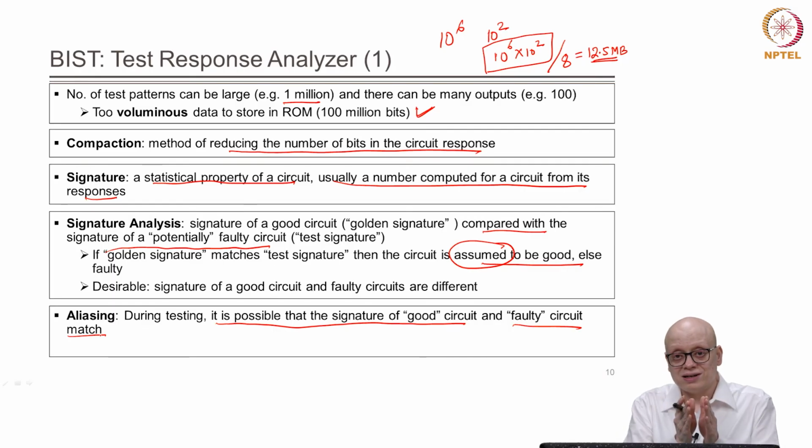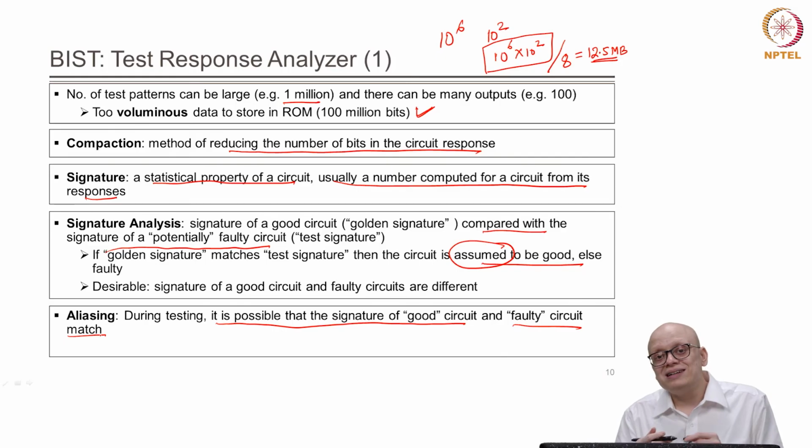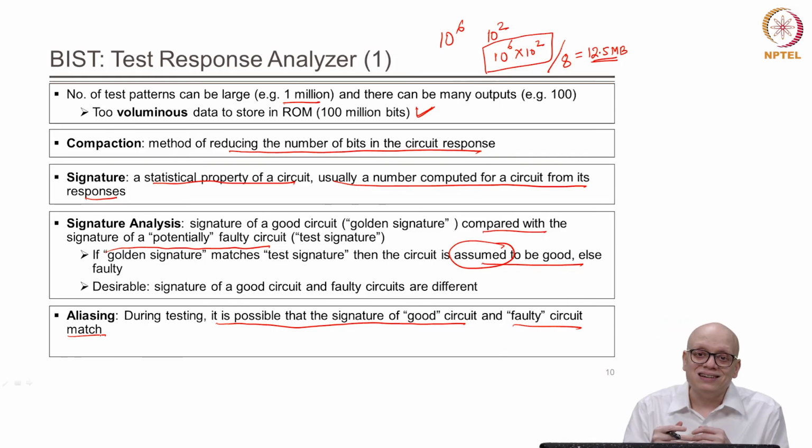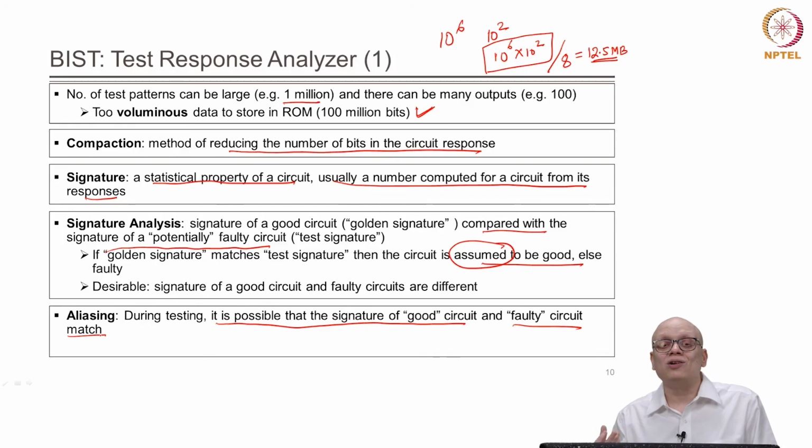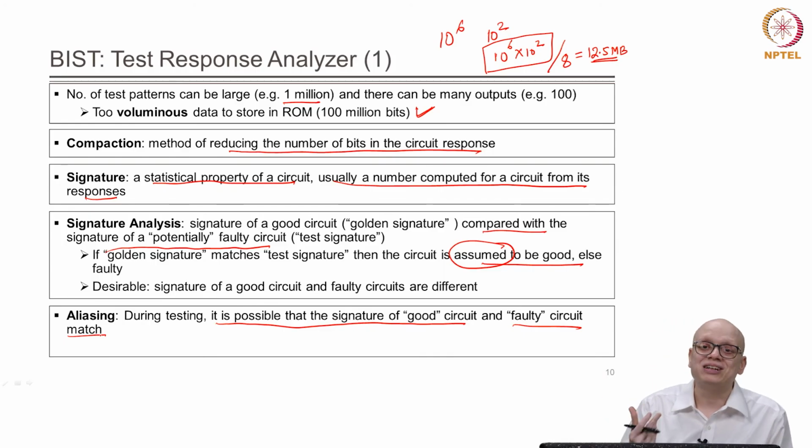If there is a good circuit, and the number of ones is matching in the good circuit and the number of ones is matching in a faulty circuit, then we say that aliasing is occurring, and in that case even though the circuit is faulty, we will not be able to capture that fault, or detect that the circuit is faulty.